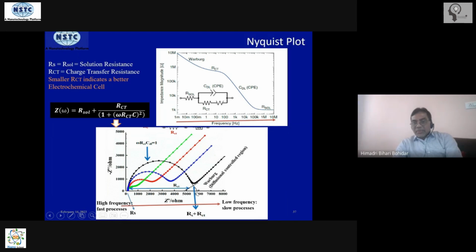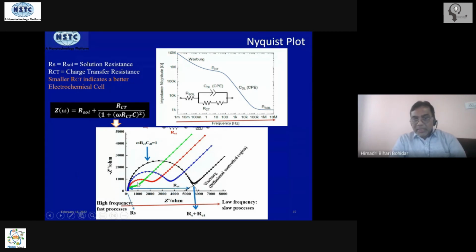Then you reach this point. This is a charge transfer resistance here. At certain frequency, this becomes important. Then the capacitance contribution becomes important, which is a double layer capacitance. And finally, at very high frequency, the chemical reactivity becomes dominant. That is called the R solution or RS. This is the same thing that I showed you in the previous slide.